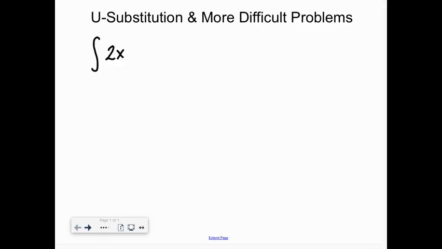2x times the square root of 5x is actually the one we did in class, isn't it? So let's do 3x minus 1.